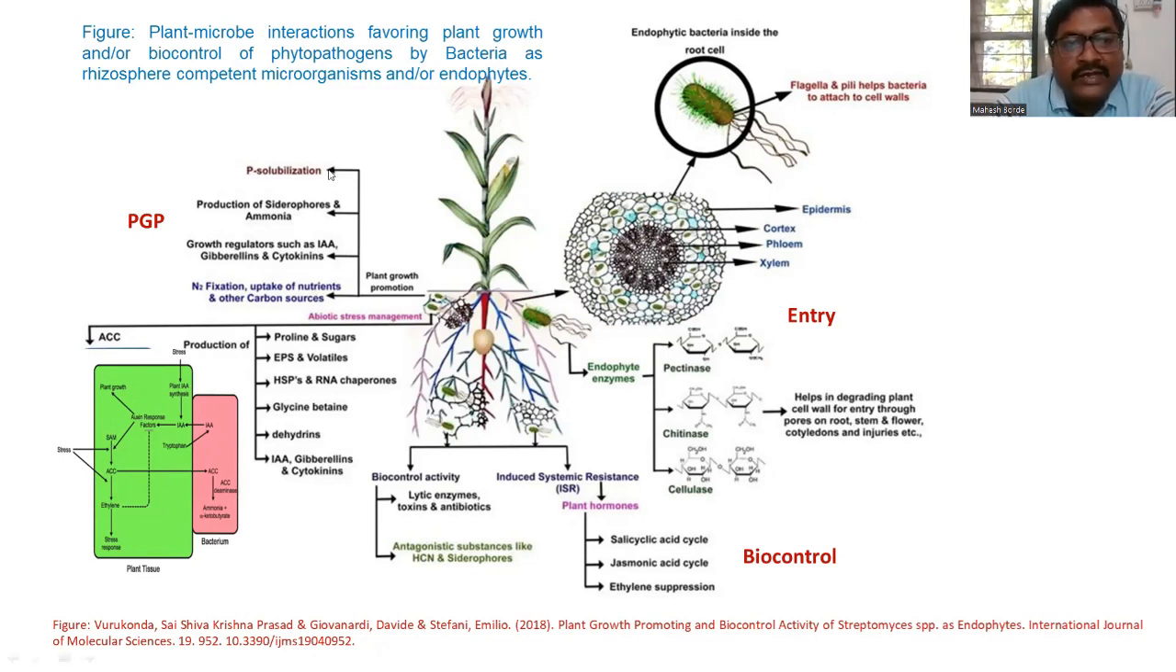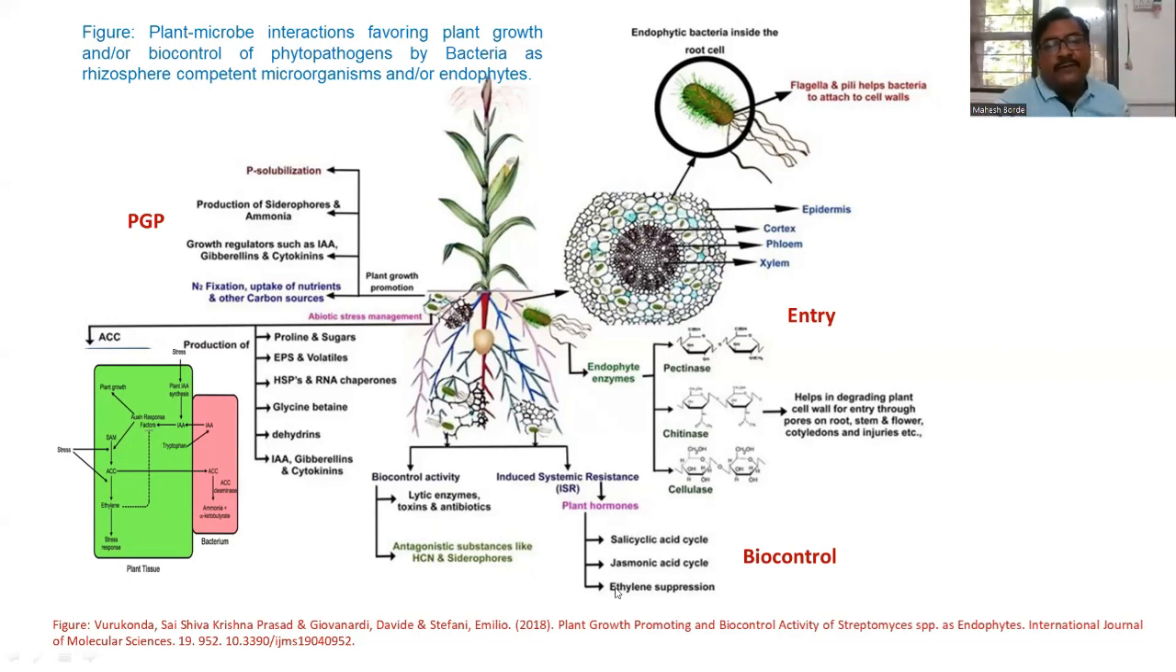So these plant growth promoting activities along with production of ACC deaminase are mostly useful for enhancement or management of abiotic stress. Okay. Second thing is that these endophytic bacteria mostly produce some lytic enzymes, toxins, antibiotics, some other compounds like hydrogen cyanide and siderophore. In the next slide, I'll discuss the role of the siderophore and all. So the main thing is that these compounds inhibit the growth of pathogens. Along with that, the bacteria induce a systemic resistance mediated by some phytohormones like salicylic acid, jasmonic acid and suppression of ethylene.